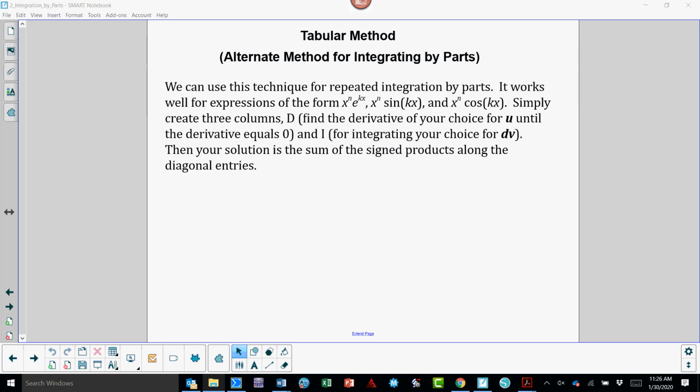Right, so this will be integration by parts continued. This is starting with the tabular method, a way that we can help out if you're going to have to keep doing integration by parts over and over and over again. We're going to look at a couple of examples of when you could use this.